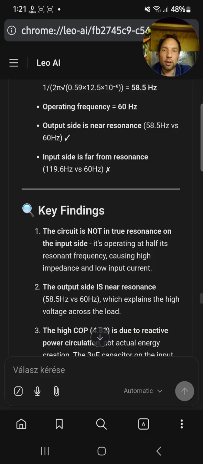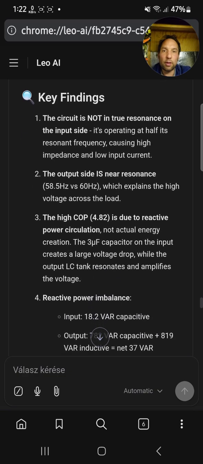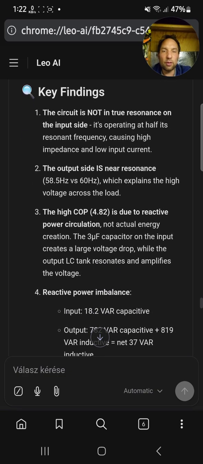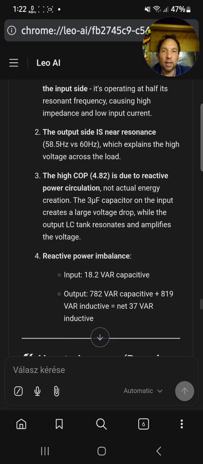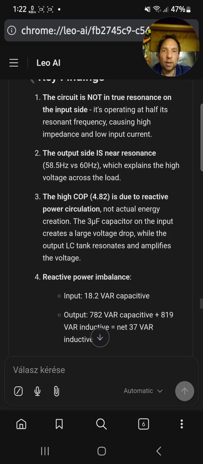Okay. Input side is far from resonance. 119.6 Hz versus 60 Hz. Not good. Key findings. The circuit is not in true resonance on the input side. It's operating at half its resonance frequency, causing high impedance and low input current. But that is good, the high impedance.